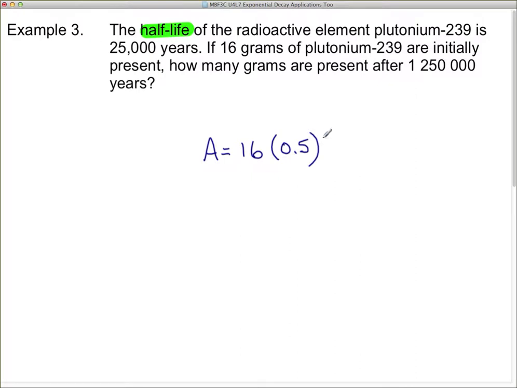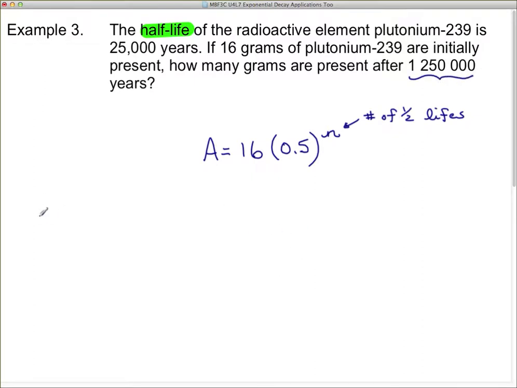And if we put an n up here, that is the number of half-lives that have passed. So what this situation says is it starts with 16 grams, and in 25,000 years, it'll be 8 grams. Okay? And then in another 25,000 years, it'll be down to 4 grams, etc., etc. So we have to figure out, what do I use for n? How many half-lives are there in this thing?